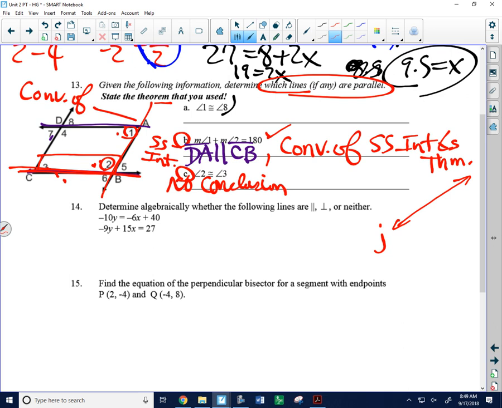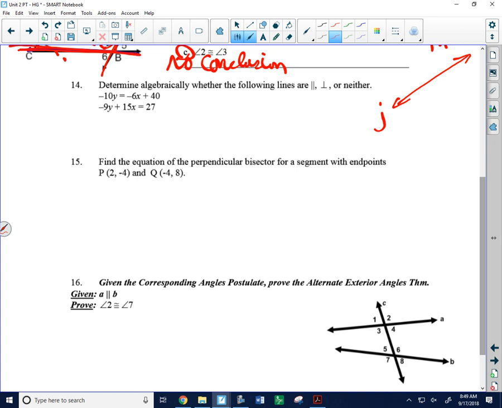I'd like to make sure to do 15 for sure, and then these proofs. I might need to skip over 14 for now and come back to it if we can. 15, let's do that one for sure. Find the equation of a perpendicular bisector. So there's three parts to this. Perpendicular is 1, bisect 2, equation is 3.